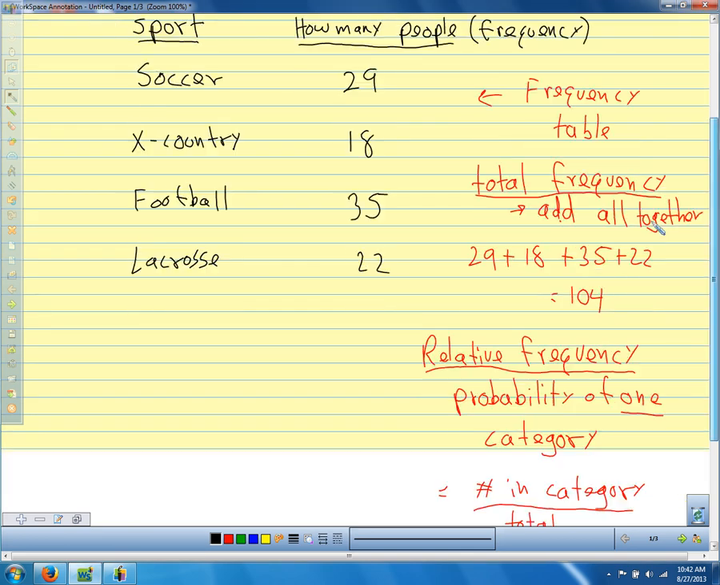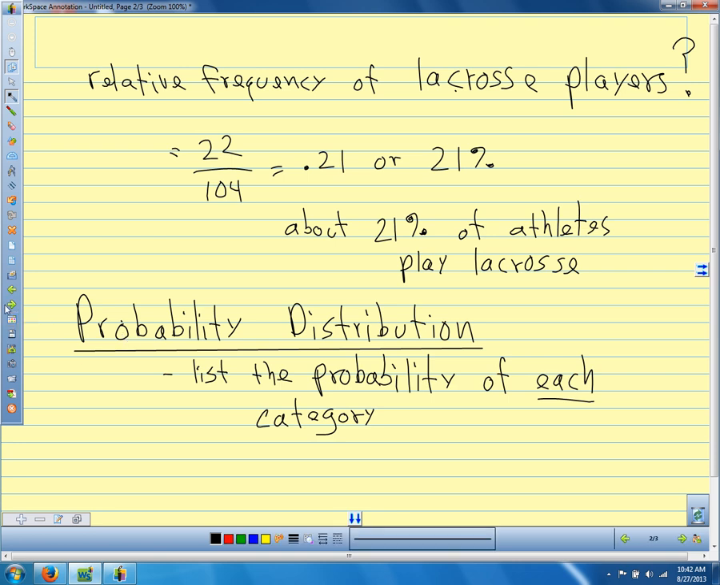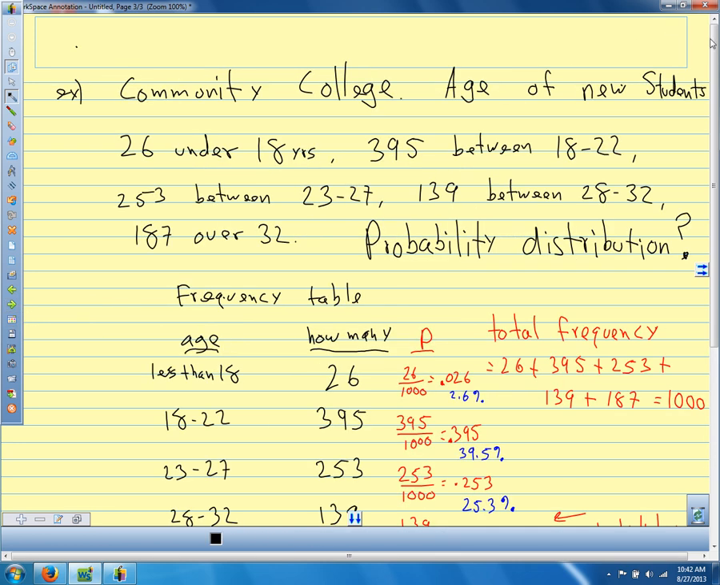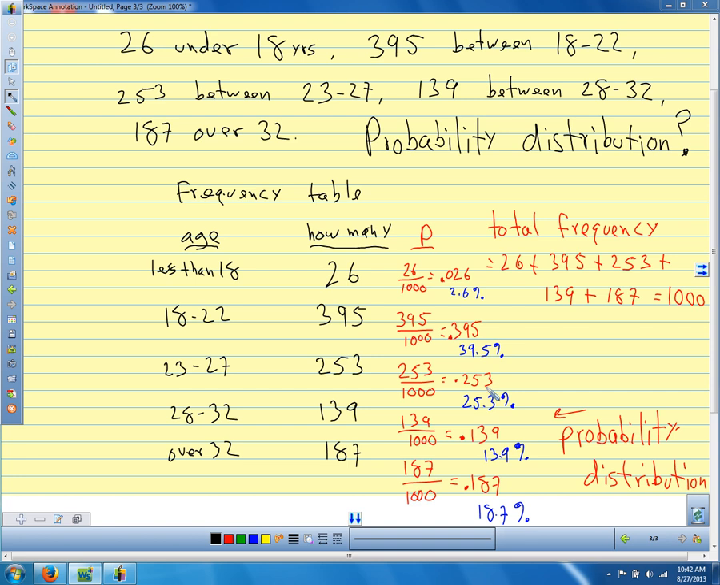The relative frequency is a probability. Relative frequency is a probability of one thing in my table. So one thing that we're interested in. And we find that by how many are in that category divided by the total. Just like we did yesterday with our calculating probabilities for other things. And then the probability distribution just means find the probability of each category. Using that number, dividing it by the total.